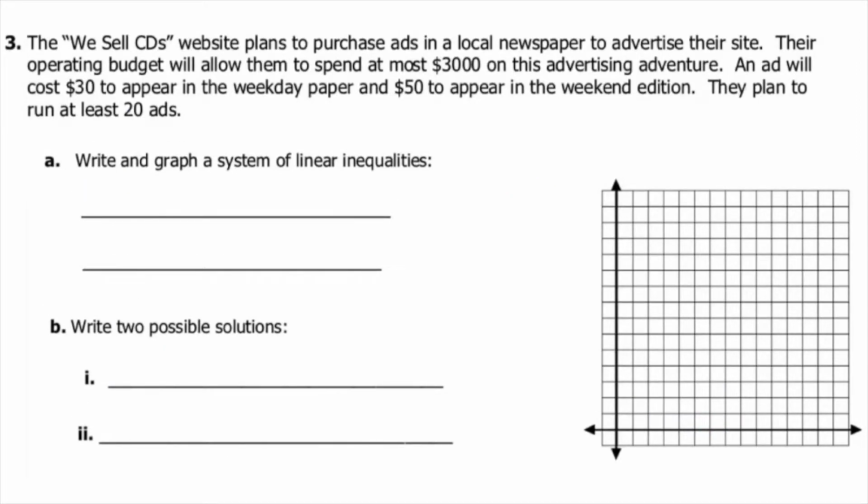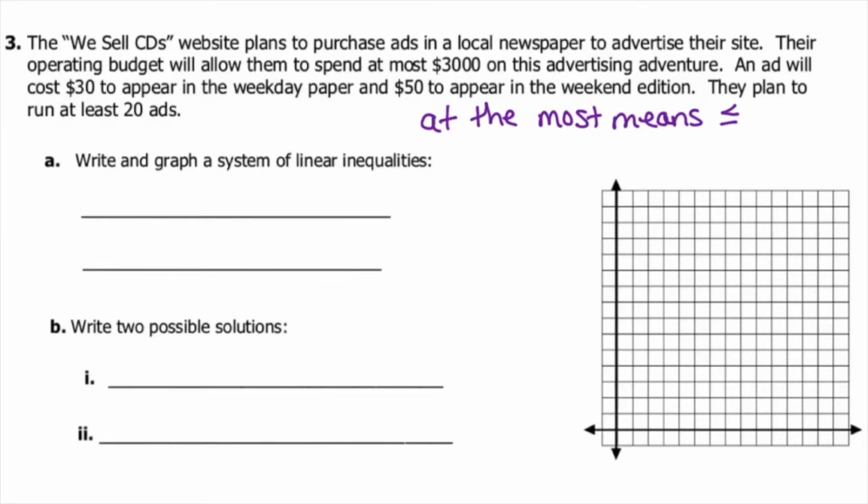Okay, for number 3, the What We Sell CDs website plans to purchase ads in a local newspaper to advertise their site. Their operating budget will allow them to spend at most $3,000 on their advertising adventure. So at most means less than or equal to $3,000. They can't spend any more than $3,000 because $3,000 is the most.